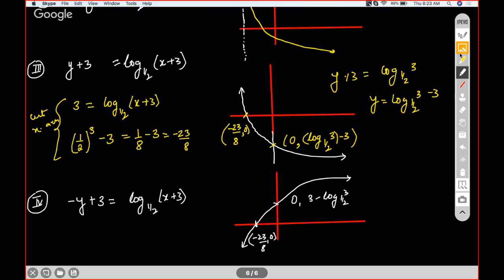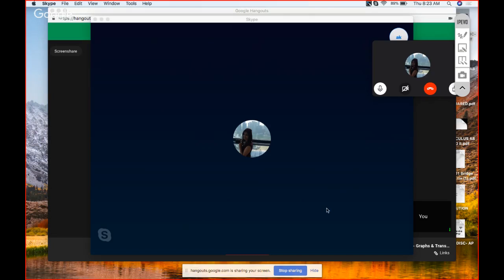Let's check on GeoGebra whether we are getting the same result or not. Okay.